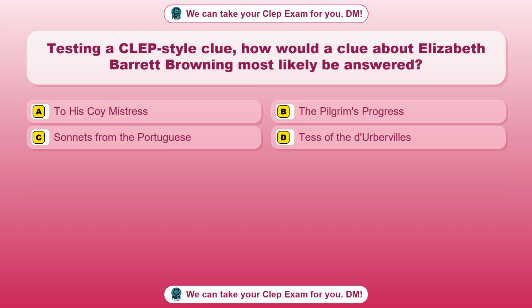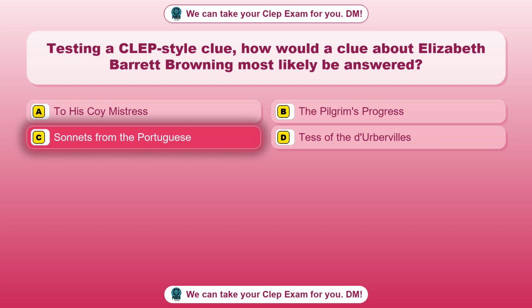Question 42. Testing a CLEP style clue, how would a clue about Elizabeth Barrett Browning most likely be answered? Option A, To His Coy Mistress. Option B, The Pilgrim's Progress. Option C, Sonnets from the Portuguese. Option D, Tess of the D'Urbervilles. The correct answer is option C, Sonnets from the Portuguese.